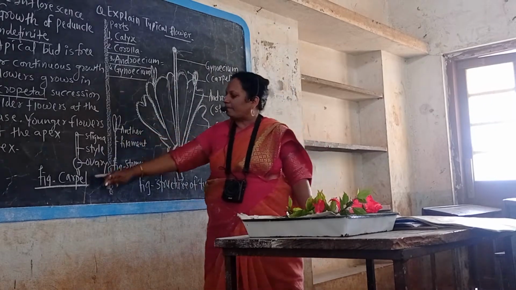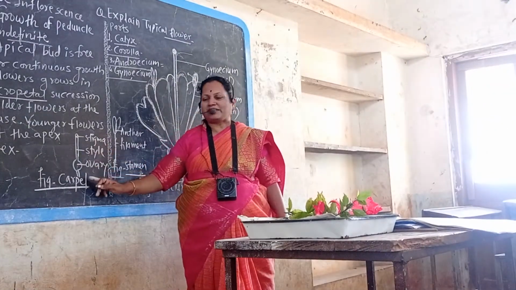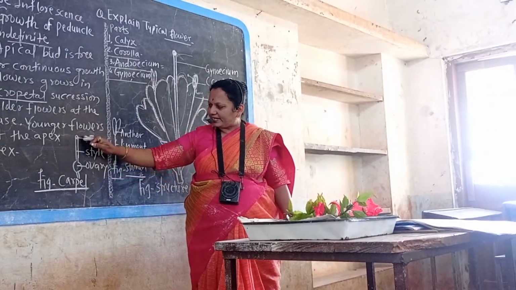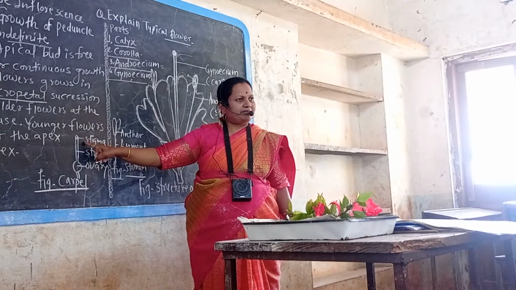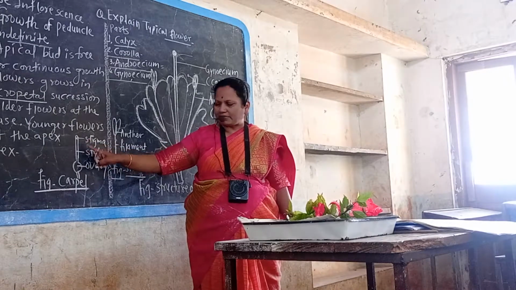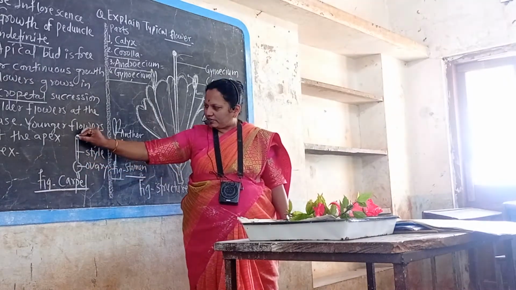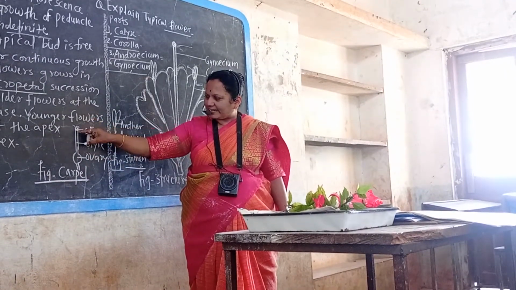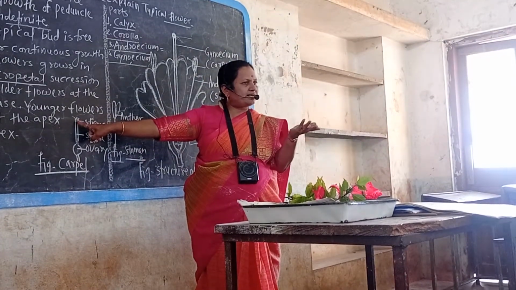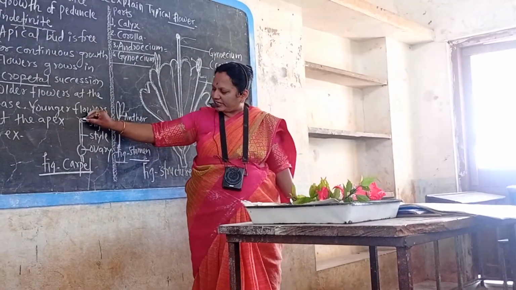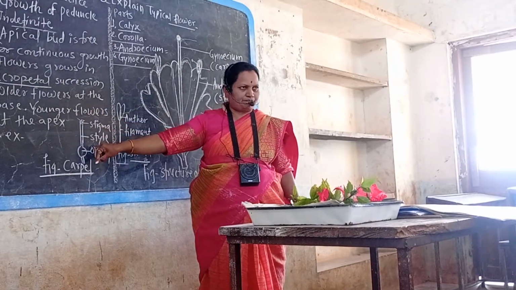Here a single carpel is there. The individual part of the gynoecium is called a carpel. Each carpel consists of stigma, style and ovary. Stigma in Marathi is kukshi, right? Stigma, style and ovary. On the stigma, pollen grains are transported with the help of wind or animals or birds or insects, and the pollen grain germinates on the stigma.